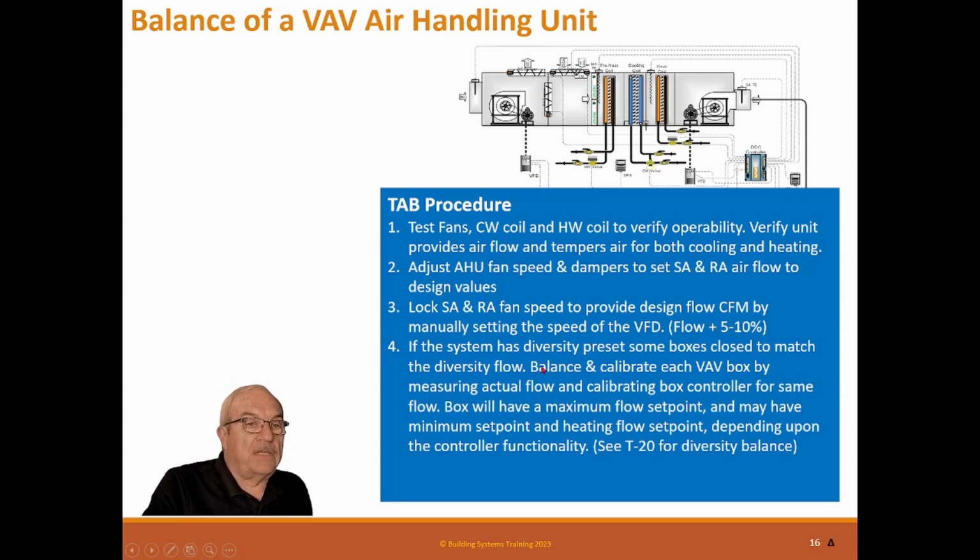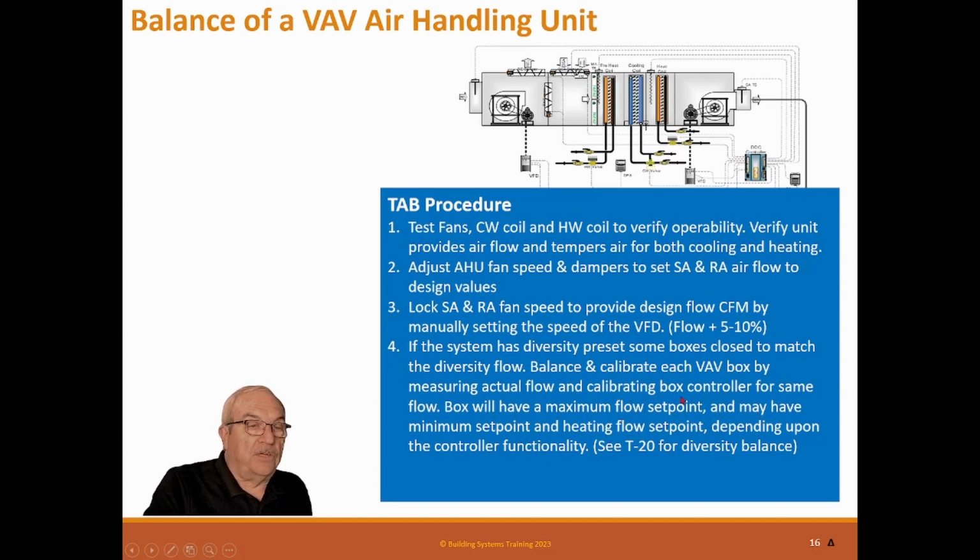If the system has diversity present, some boxes are closed to match the diversity flow. Balance and calibrate each VAV box by measuring actual flow and calibrating box controllers for the same flow. Box will have a maximum flow set point and may have a minimum set point and heating flow set point, depending upon the controller functionality.